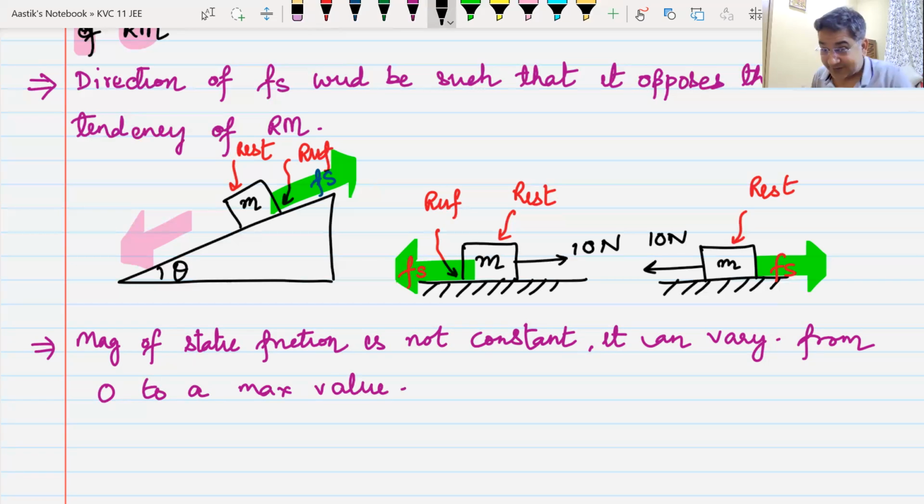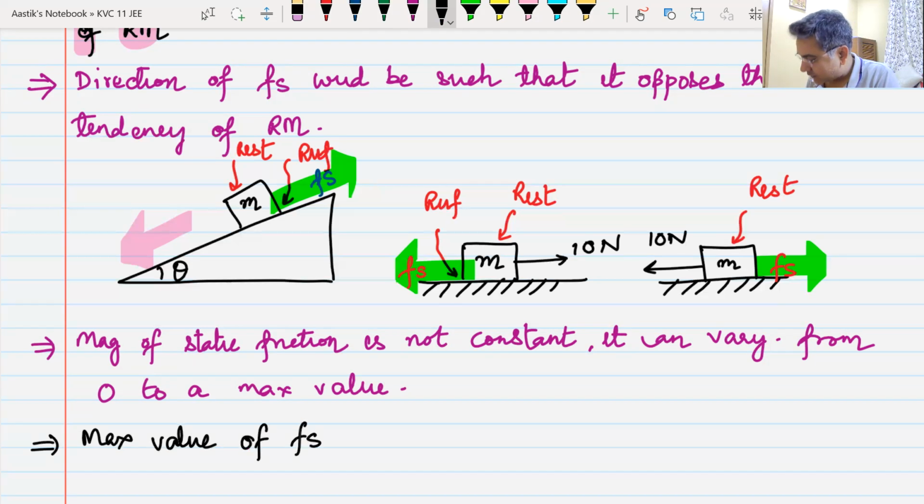Now the things are getting more interesting, you see. Smart friction we are dealing with. The maximum value of static friction is known as, any idea? Limiting friction.